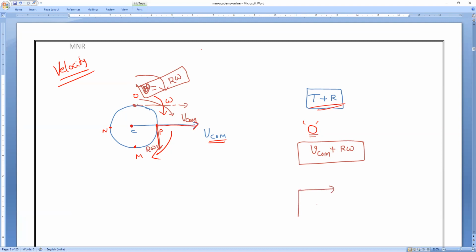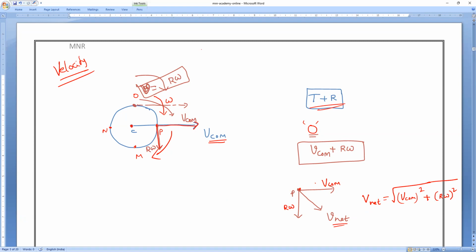So what will happen? The net velocity will act in between them. That is V net, for particle P. Do you understand? Yes, sir. The rotational velocity is downwards and the translation velocity is straight, that of the center of mass. So V net is equal to the square root of the velocity of the center of mass whole square plus R omega whole square. That's all it is. That is very important.